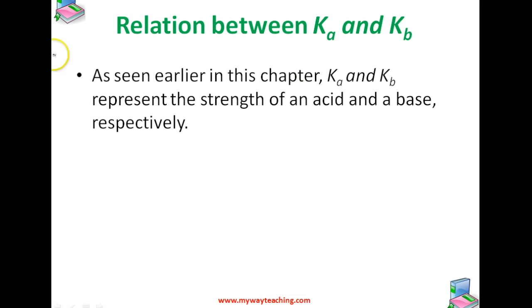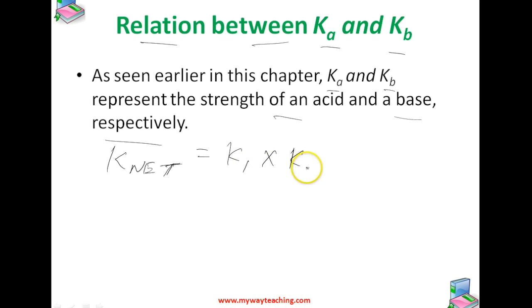Next concept is the relationship between Ka and Kb. As seen earlier in this chapter, we have studied Ka and Kb. They represent the strength of an acid and a base respectively. The equilibrium constant for a net reaction obtained after adding two reactions equals the product of the equilibrium constants for the individual reactions, that is K net is equal to K1 cross K2.